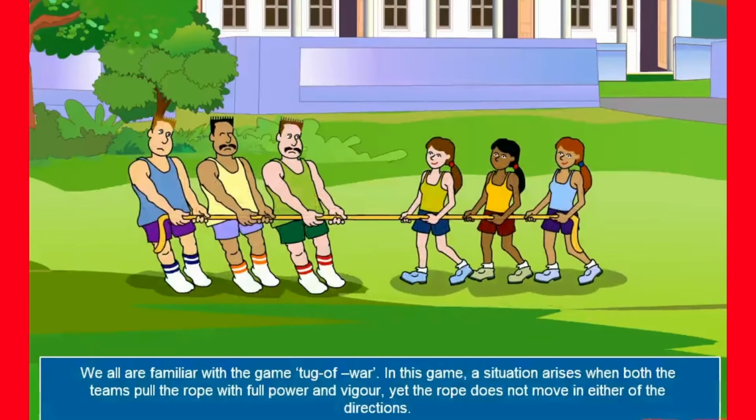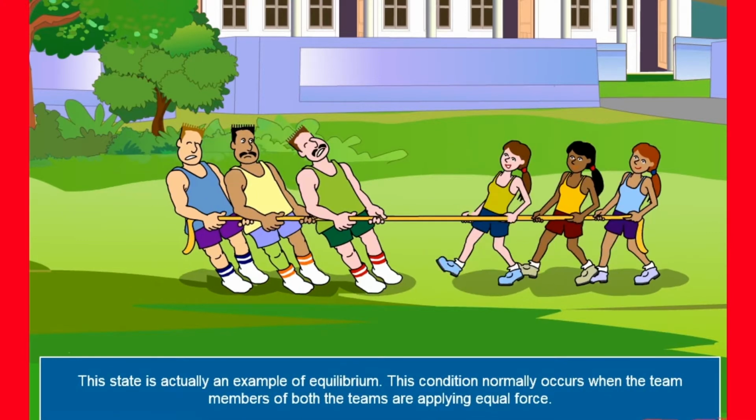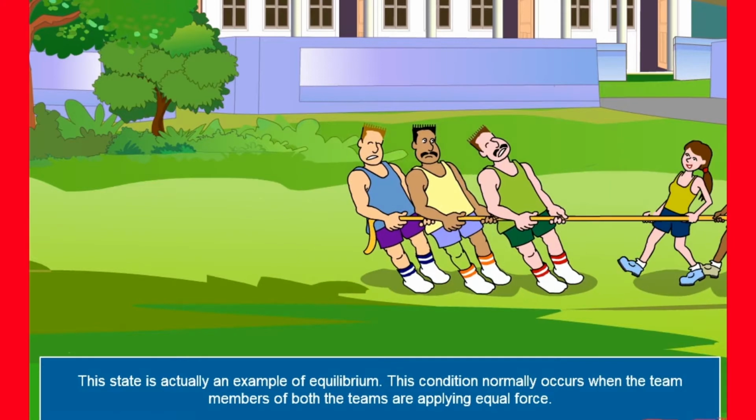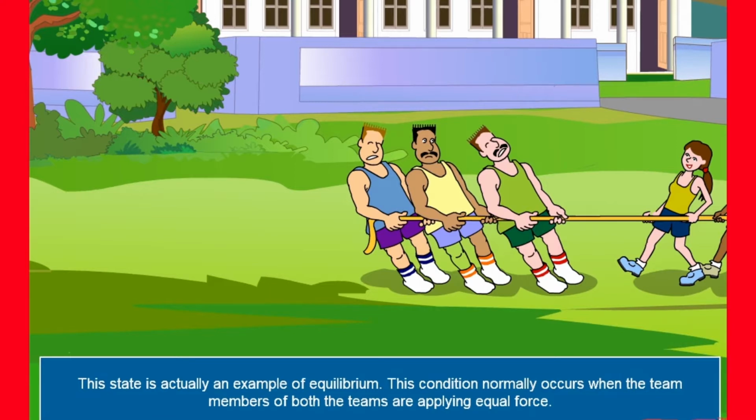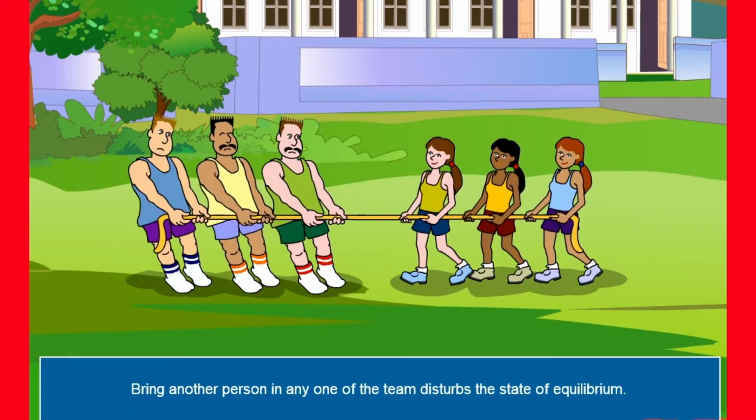Equilibrium. We are all familiar with the game tug of war. In this game, a situation arises when both the teams pull the rope with full power and vigor, yet the rope does not move in either of the directions. This state is actually an example of equilibrium. This condition normally occurs when the team members of both the teams are applying equal force. Bringing another person in any one of the teams disturbs the state of equilibrium.